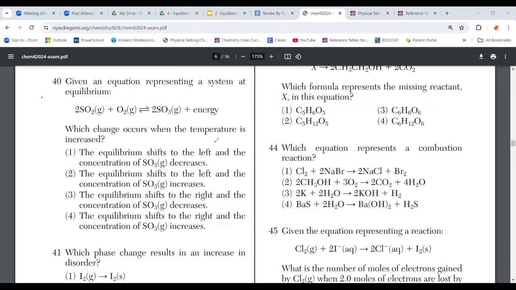At each of these ends, you want to cut this sentence in half. When I first tackle this, after I look at the question and figure out what I should be looking for, I am not going to try and do the whole answer. I'm going to try and eliminate at least two of them based on the first half of the answer. So according to the first half of the answer, this reaction is either going to shift to the left. Both of these say left.